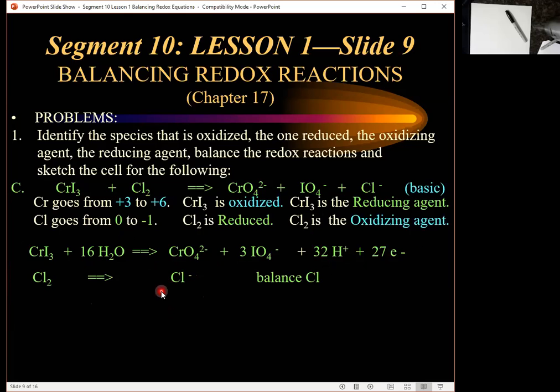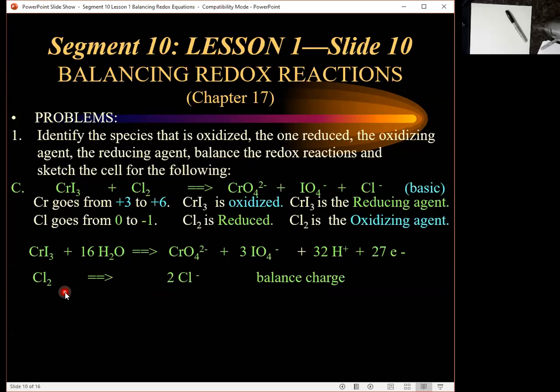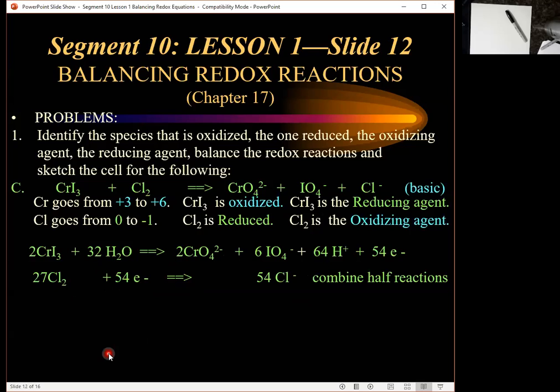Now, chlorine's a little easier to balance. That half reaction, I just need a 2 to make the chlorine balance. And then I need 2 electrons on the left to make that the same. Now, the number of electrons used up on this side is 2. The number we have over here is 27. You have to multiply the first equation through by 2 and the bottom equation through by 27 in order to make that balance.